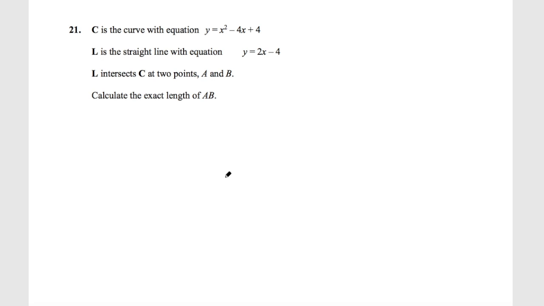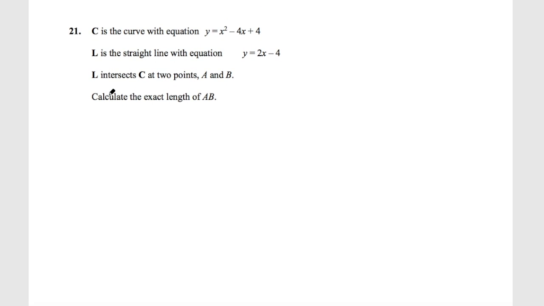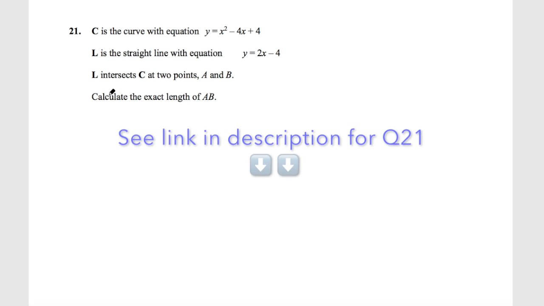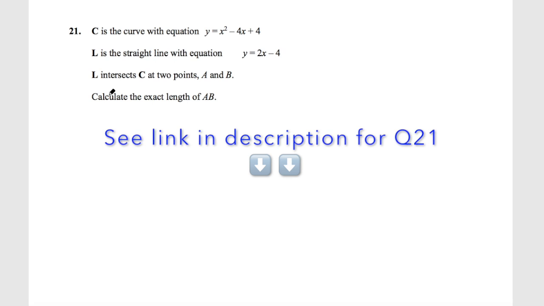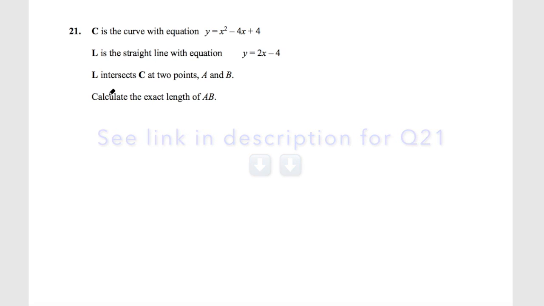Question 21 says, C is the curve with the equation y equals x squared minus 4x plus 4. L is the straight line with the equation y equals 2x minus 4. L intersects C at 2 points A and B. Calculate the exact length of AB. I've actually answered this question already in another video on grade 9 questions. So I'll just insert that clip from that video into here, or else I'll just link to that other video.